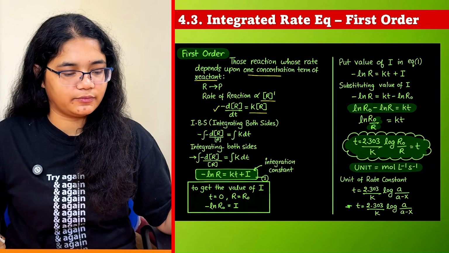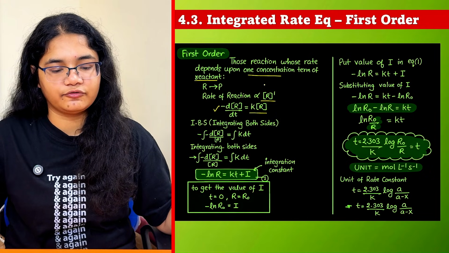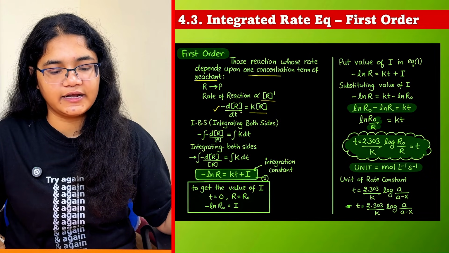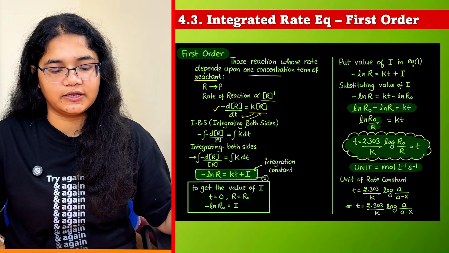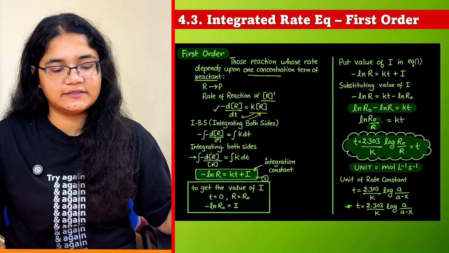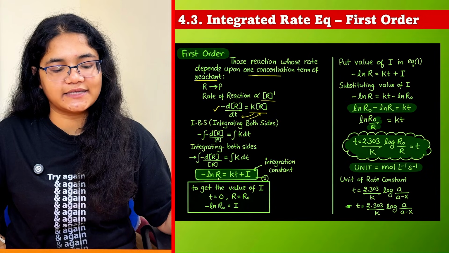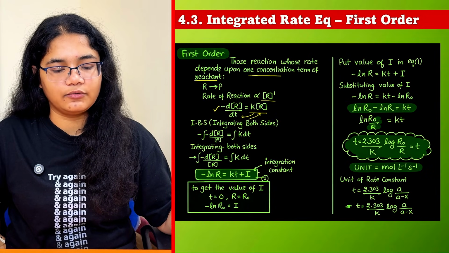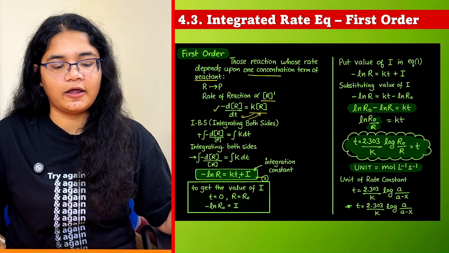Integrating both sides of the equation. Okay, if you integrate on both sides, what will you get? Minus dR by dt. So what I'll do, first I'll take R on this side and I'll multiply dt on this side. Okay, I'll do a cross multiplication here. So minus dR by R and k dt. Now when you integrate both sides, you will get minus ln R equals kt plus I. Okay, here there is only one minus, not two. So minus ln R equals kt plus I.